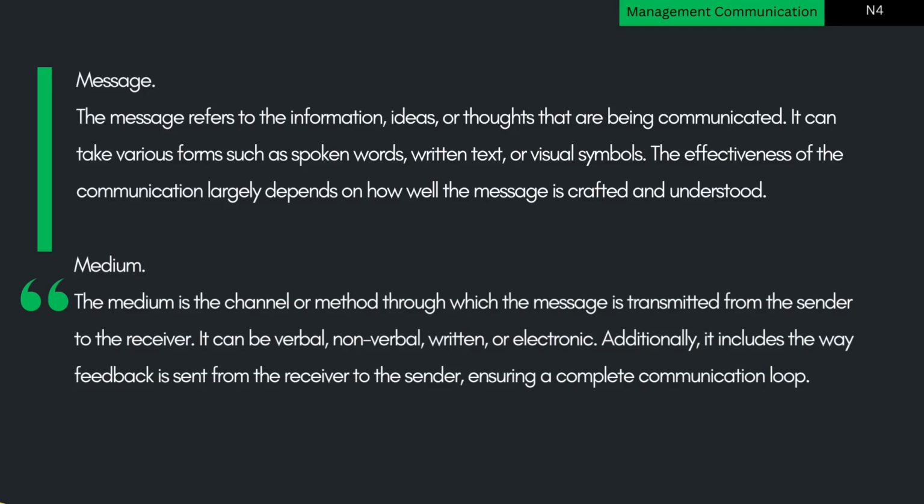3. Medium. The medium is the channel or method through which the message is transmitted from the sender to the receiver. It can be verbal, non-verbal, written, or electronic. Additionally, it includes the way feedback is sent from the receiver to the sender, ensuring a complete communication loop.